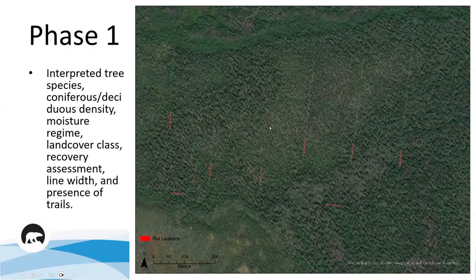Basically what we're having interpreted in these plots is tree species, so primary and secondary tree species. We're going to be getting measurements of tree density, broken down into coniferous and deciduous. We're going to be getting calls on moisture regime, line cover class, recovery assessment, measurements of line width, and the presence of anthropogenic or wildlife trails throughout the area. It may be difficult on 7 centimeter imagery to get all this stuff.